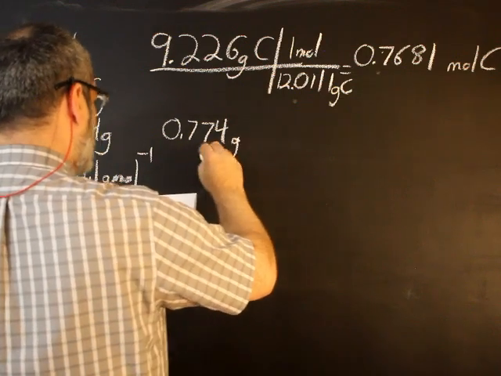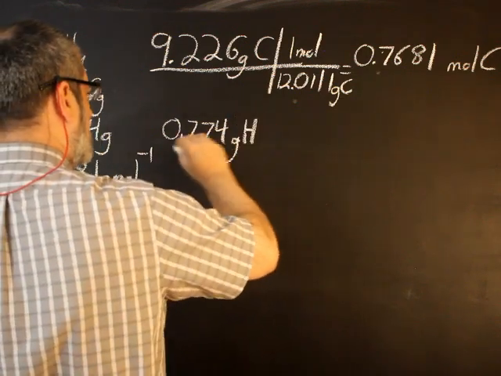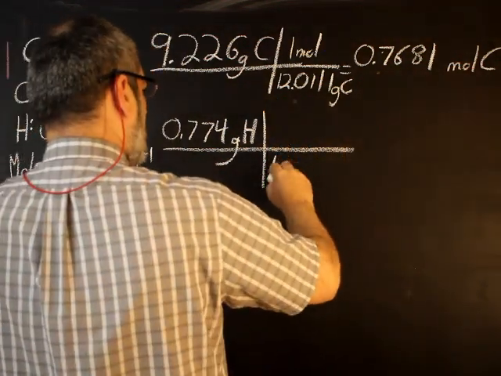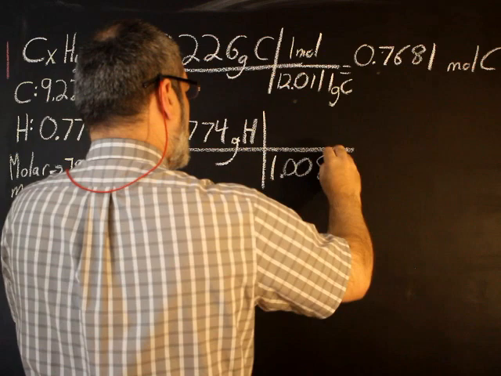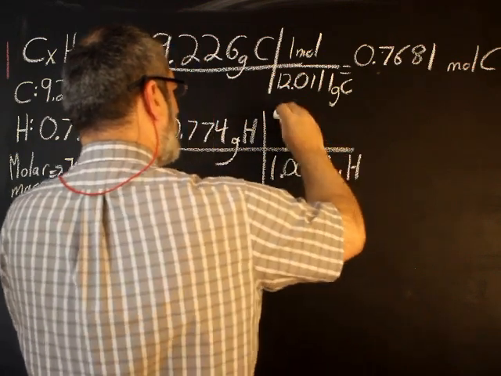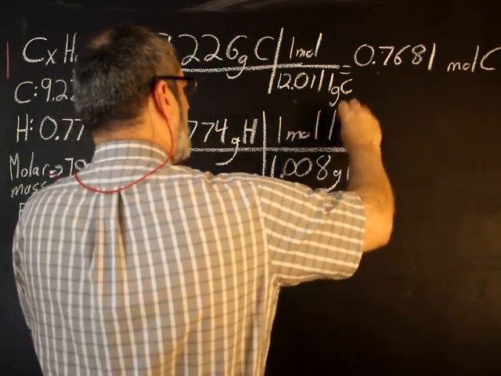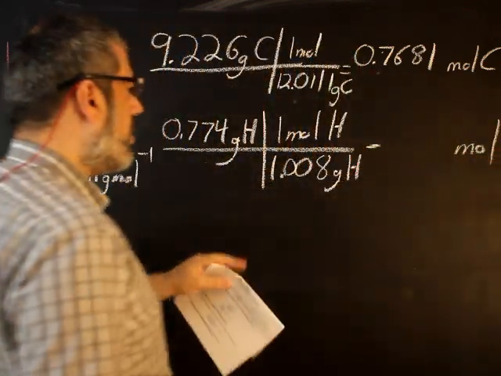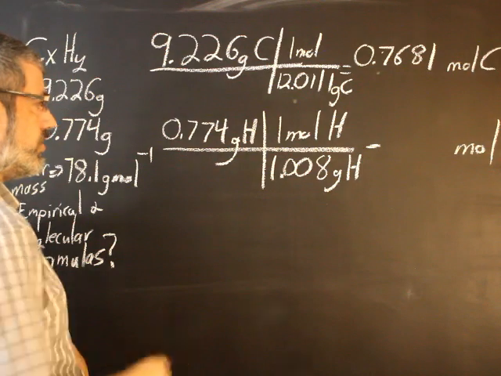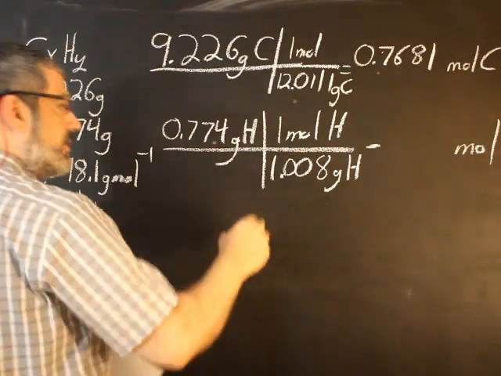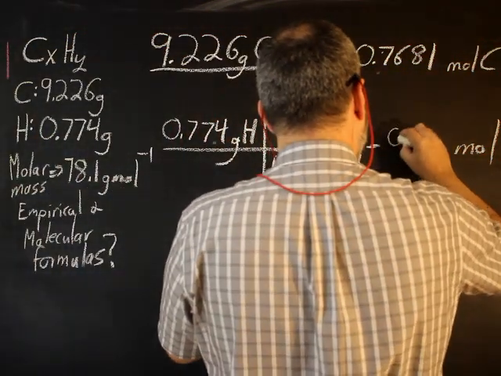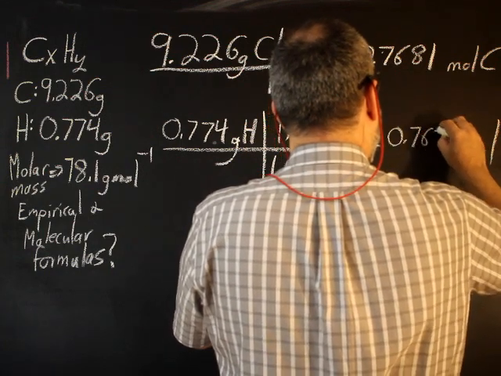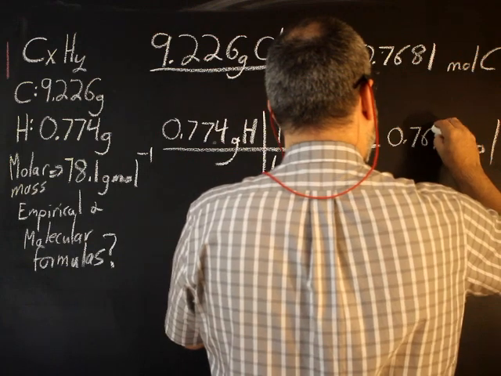So this value has 3 significant figures. Okay. When I do an analysis dealing with hydrogen, I use the molar mass of 1 hydrogen atom, not H2. So I'm going from grams of hydrogen to moles of hydrogen.